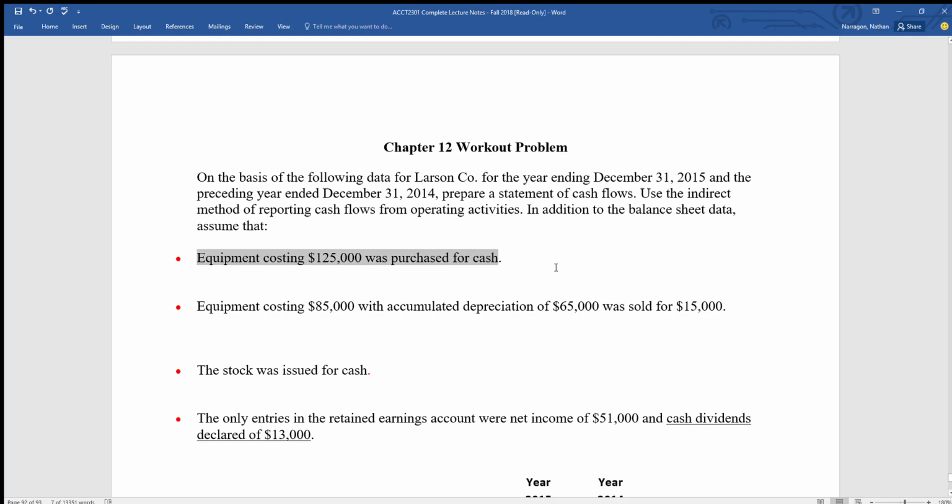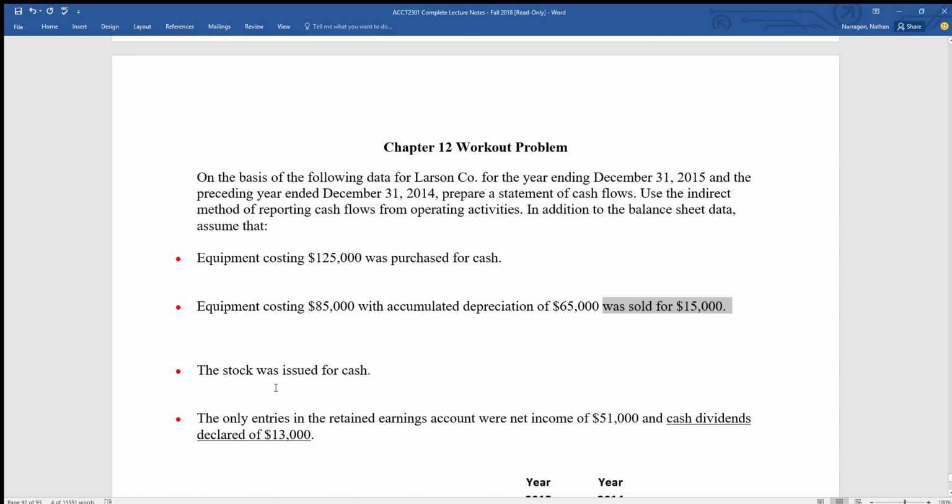Equipment was purchased for cash of $125,000. That's investing. Again, this is a negative cash flow because we purchased. Equipment costing $85,000 with accumulated depreciation of $65,000 was sold for $15,000. Okay. We don't mind the cost or accumulated depreciation. What we care for is what cash we got. So if it's sold for $15,000, that means we increased our cash by $15,000.